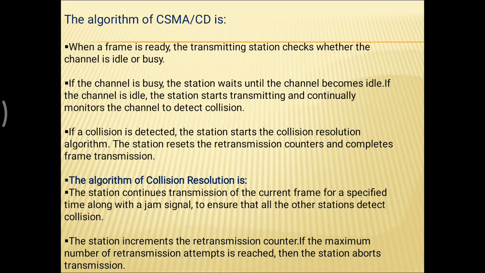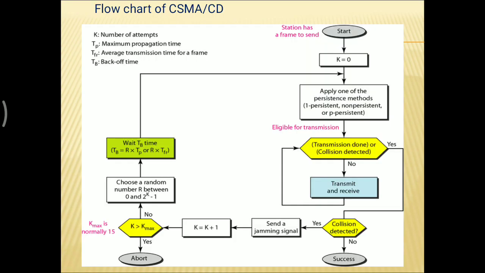The station increments the retransmission counter. If the maximum number of retransmission attempts is reached, the station immediately aborts. Coming to the flow diagram of CSMA/CD, in this flow diagram I am clearly explaining how the collision situation will be identified.